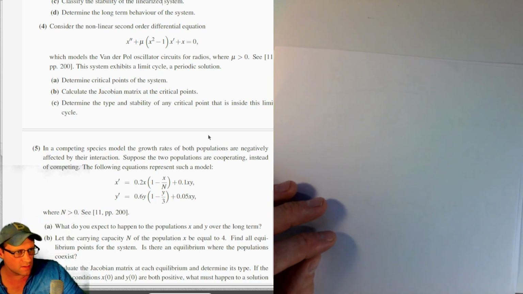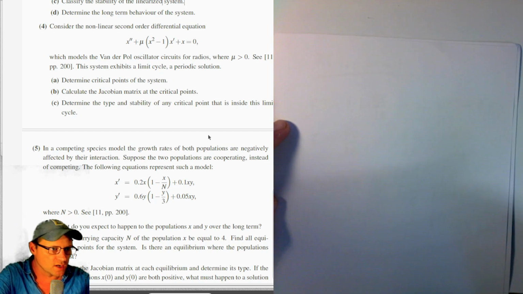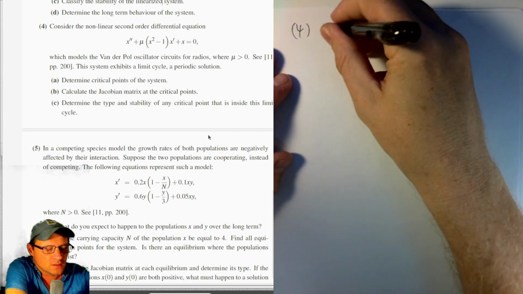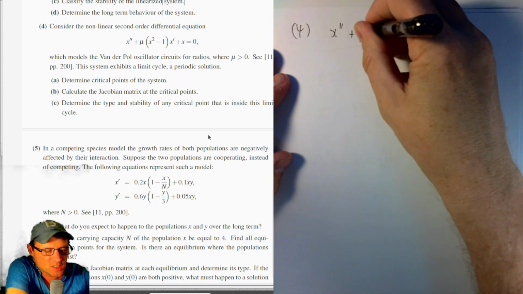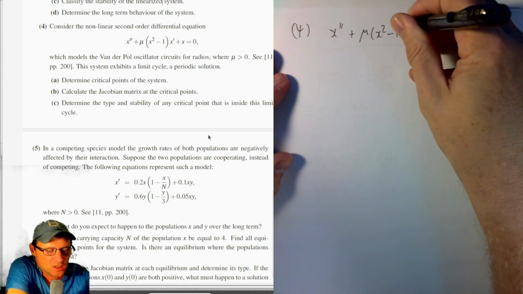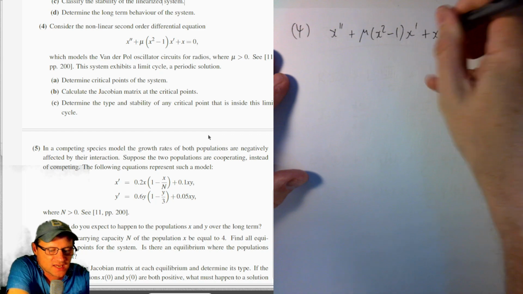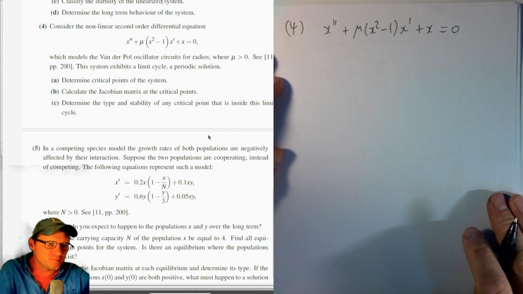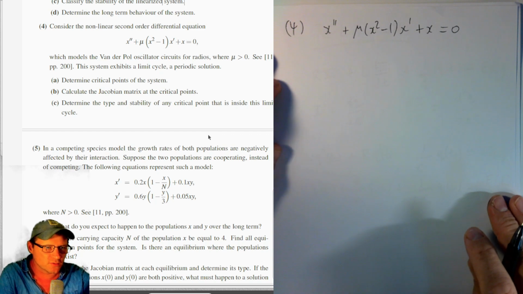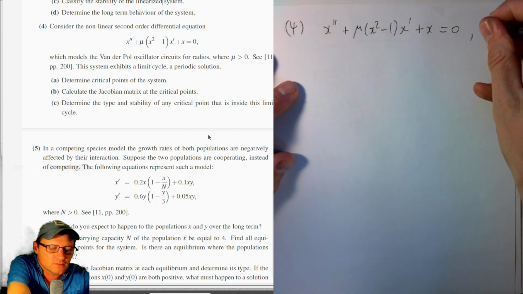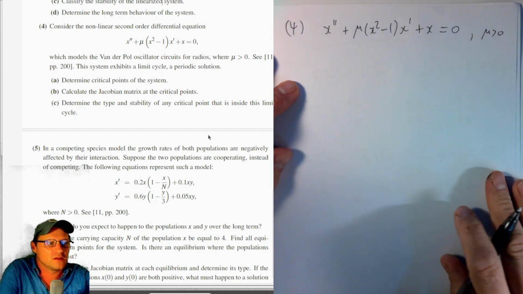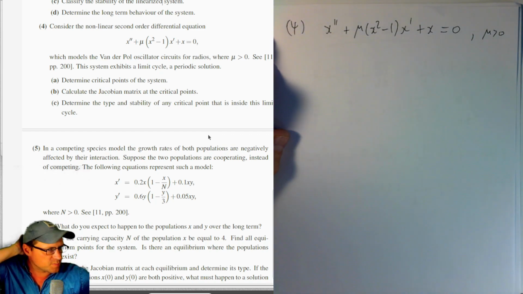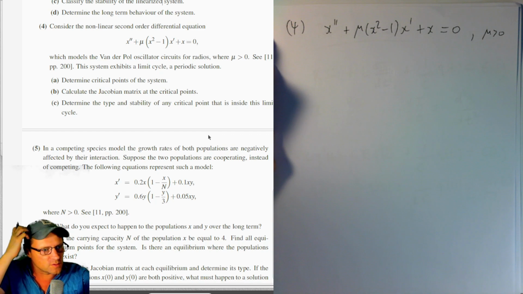Consider the nonlinear second order differential equation x double dash plus mu (x squared minus 1) x dash plus x equals 0, which models the van der Pol oscillator circuits for radios where mu is positive. The system exhibits a limit cycle, which is a periodic solution. Determine the critical points of the system.